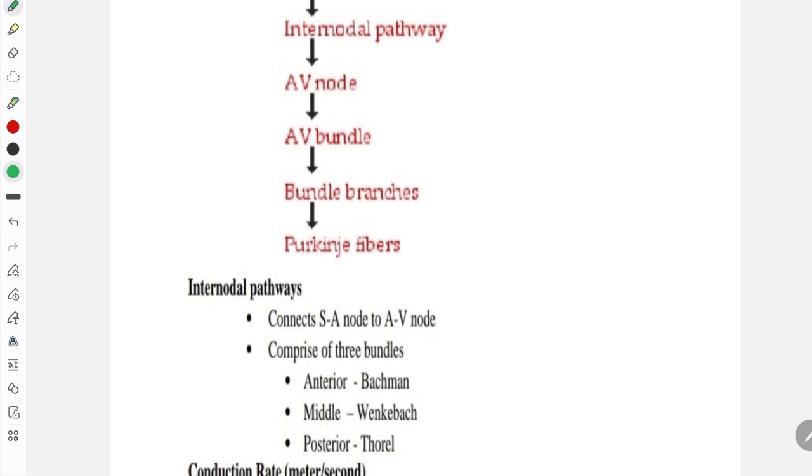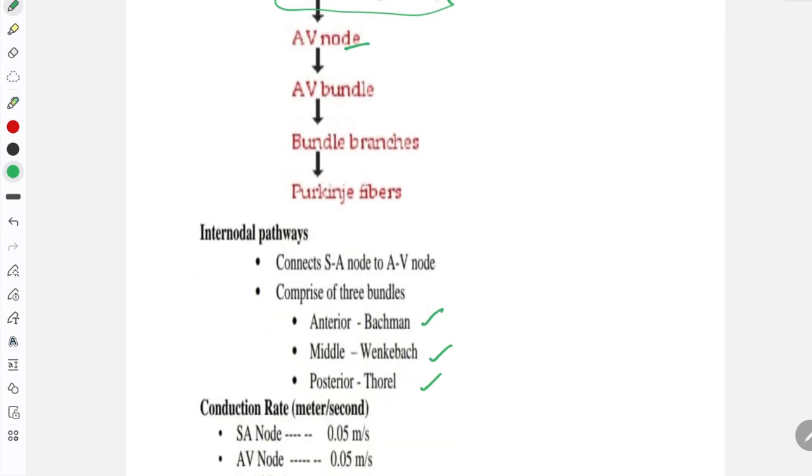From the SA node, the impulses are initiated and transported to the AV node through the internodal pathways, that is Bachmann, Wenckebach and Thorel. From the AV node, it reaches the AV bundle, and from the AV bundle it reaches the right and left bundle branches, and from there it ultimately reaches the Purkinje fibers, which supply throughout the heart because these are minute branches.